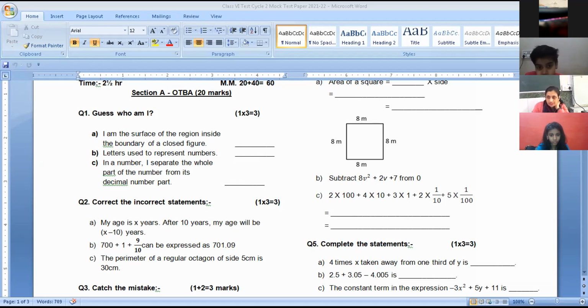Okay. Next answer, Ayush Sharma. The perimeter of a regular octagon of side 5 centimeter is 30 centimeter. No, ma'am. It's 40 centimeter because a regular octagon has 8 sides, and if one side is 5 centimeter, we will multiply 8 by 5, and it's 40 centimeter. That's right.